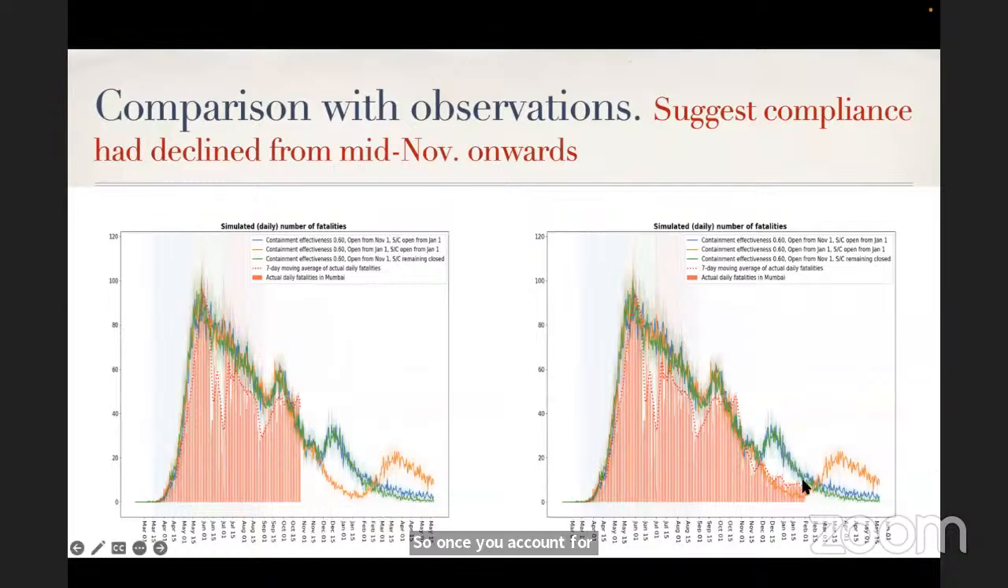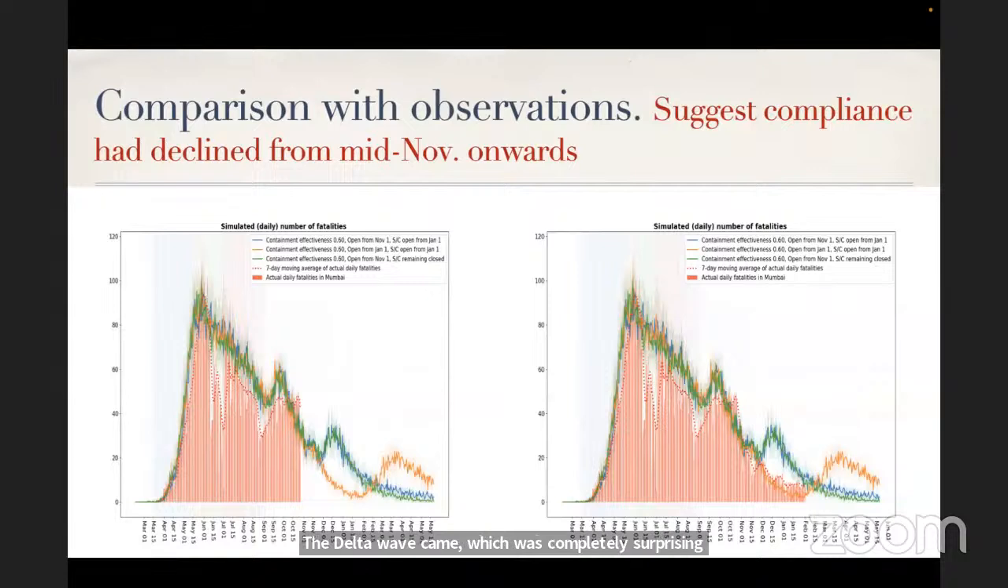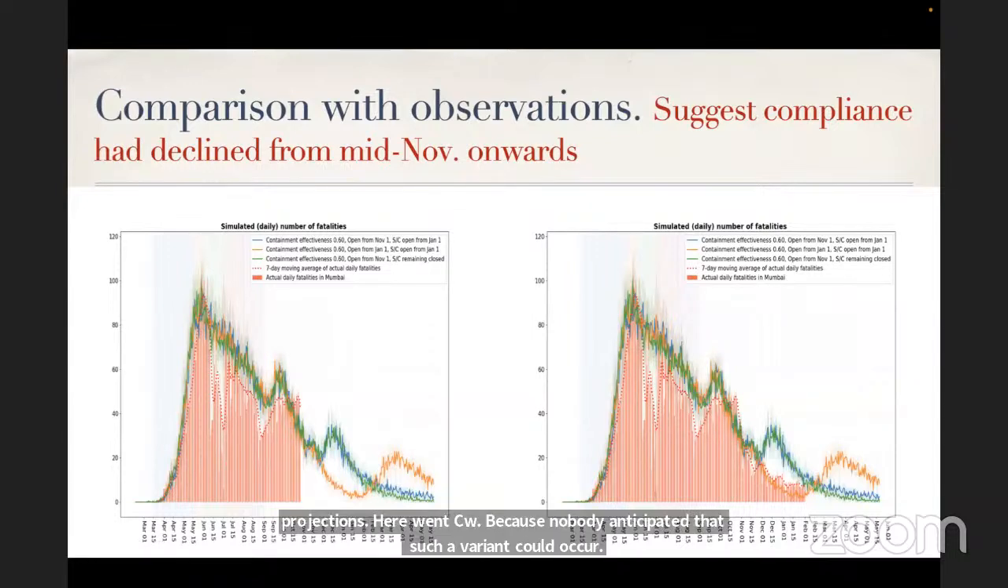But I'm not showing you anything further because what happened after this was the Delta wave came, which was completely surprising. And all of our projections here went topsy-turvy because nobody anticipated that such a variant could occur. And then we had to do a lot of other things. But let me end with that for now.